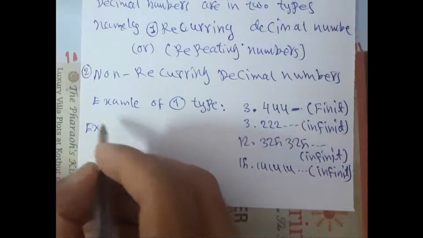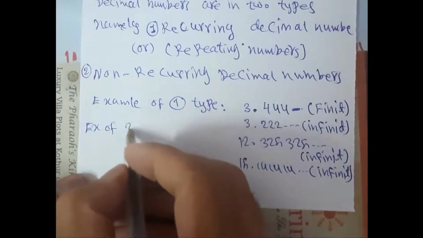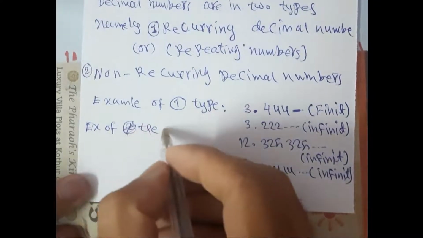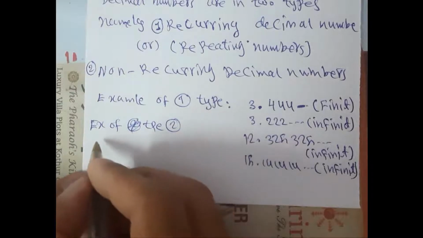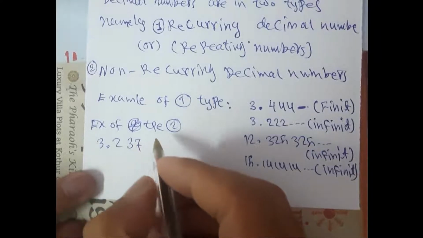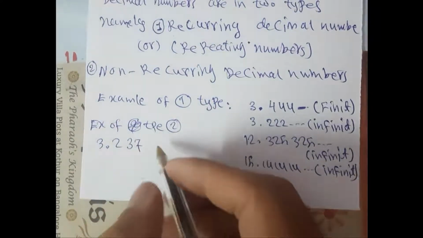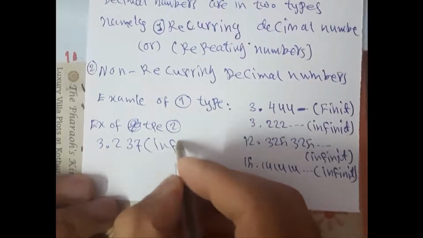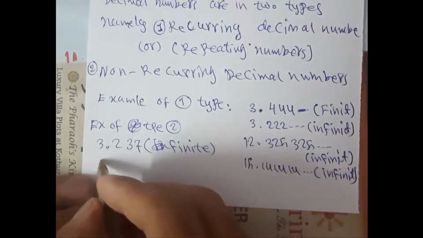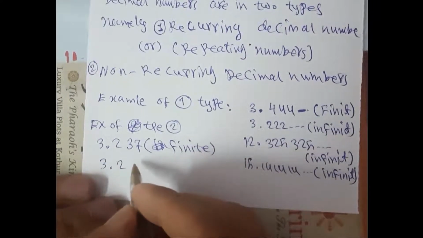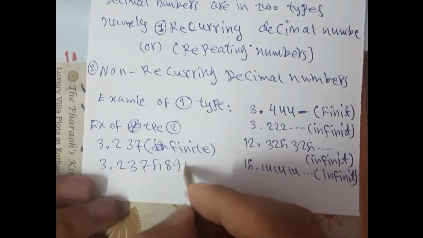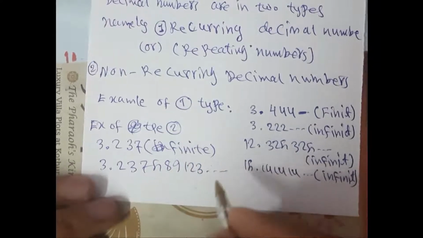Example of type 2: 3.237. It is finite. 3.3237589 and so on, infinitely.